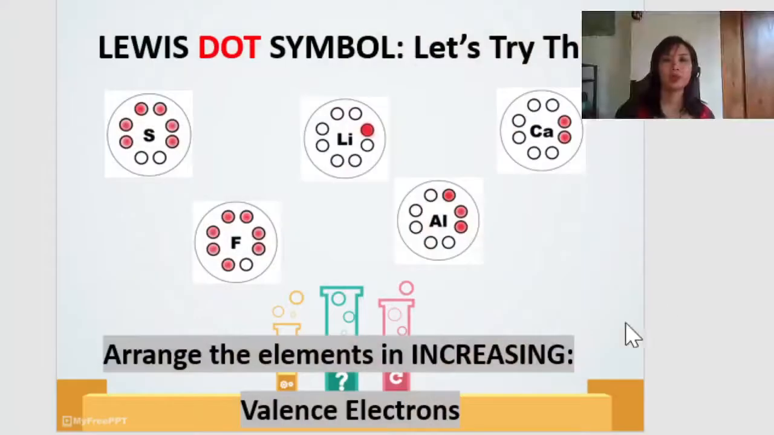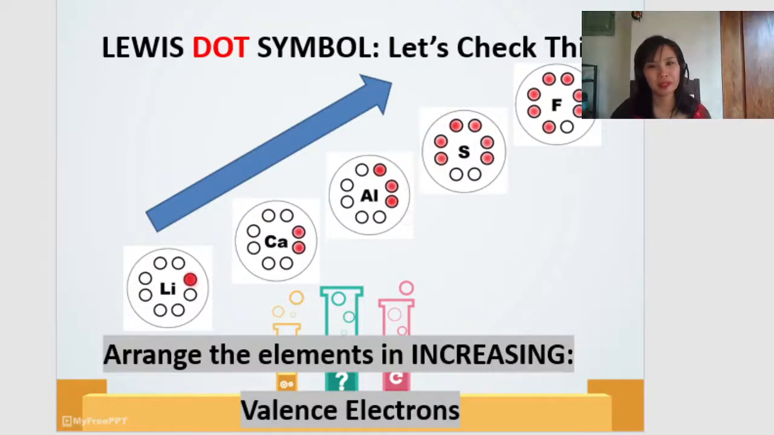Okay. So, time is up. Now, what's the correct answer? Very good. You start with lithium as the one with the fewest valence electrons, obviously, based on our drawing. And then followed by calcium, aluminum, sulfur, and fluorine. Now, if you observe, lithium is a metal, calcium is a metal, until the last, fluorine, the non-metal.